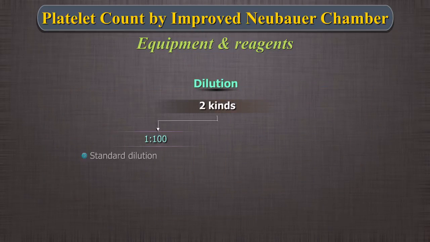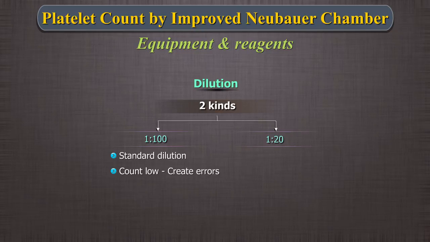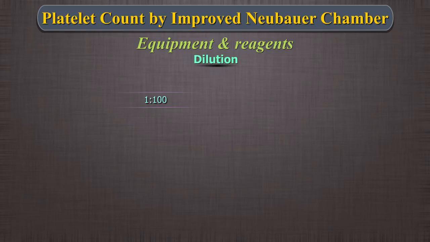Dilution. The standard dilution for platelet counts is 1:100. However, if the count is low, the 1:100 dilution can be difficult and can create errors. Therefore, if warranted, a 1:20 dilution can be employed.